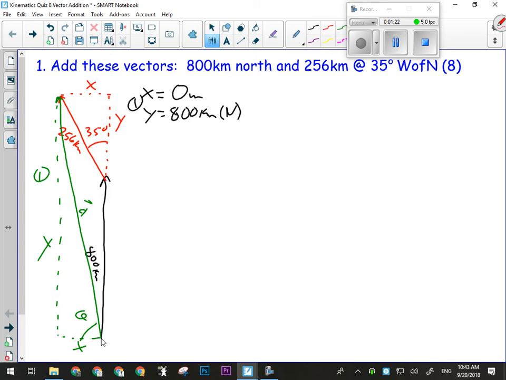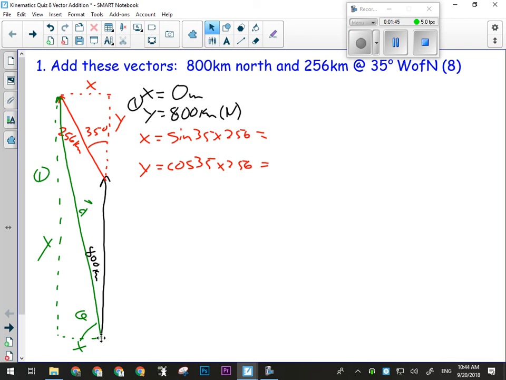Then we have to do the red triangle, not rectangle, it's a triangle. So red x is going to be the opposite side, so that will be the sine of 35 times 256, and y will be the cos of 35 times 256. So they are just like the other ones we've done. They're opposite each other.